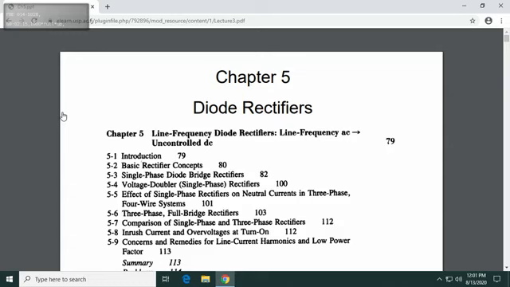So, chapter 5, diode rectifiers. Okay. Can someone tell me, is a diode a controlled or an uncontrolled device? Uncontrolled, right? It's an uncontrolled semiconductor device.